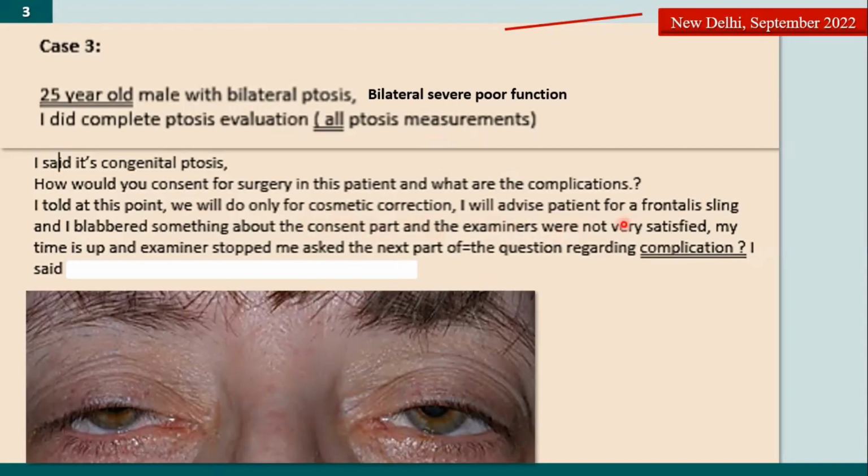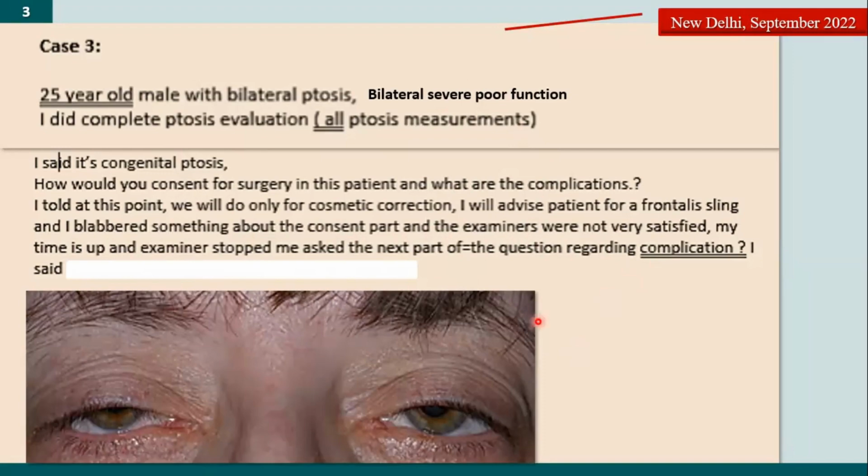And I will advise the patient for frontalis sling, and she mumbled something about the consent part. The examiners were not very satisfied, but you will see that they were willing to pass her. My time was up, and the examiner stopped me and asked the next part, the question regarding complications. Since we have severe ptosis with poor levator function, the surgery of choice is frontalis suspension.